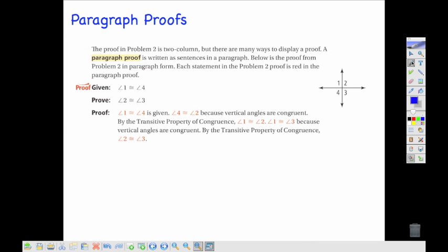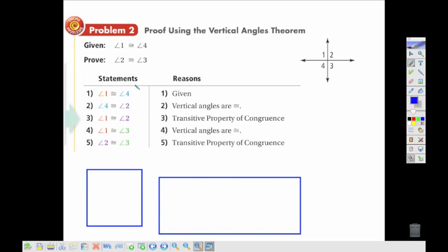The book will also sometimes use paragraph proofs. Now, a paragraph proof is just another way to write it. We're usually going to use two-column proofs because two-column proofs are very easy to see the order and logic to them. They're very easy to read.